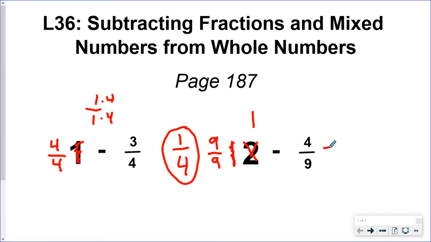And now I'm going to go ahead and subtract these two numbers together. So I'm going to take 9 minus 4, which is 5. And then again, I'm not going to change that denominator, so that stays the same. So right now I have 5/9.